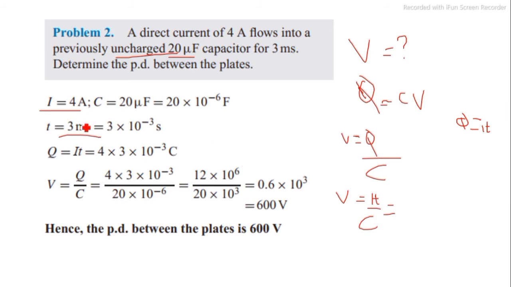And what's the current? The current is given as 4 ampere, times the time. What's the time? The time is 3 milliseconds, which is 3 times 10 to the power minus 3, then divided by the capacitance. What's the capacitance? The capacitance is 20 microfarad, which is 20 times 10 to the power minus 6. If you calculate this, you're going to get the voltage to be equal to 600 volts. So that's the voltage between the plates. So your V equals 600 volts.